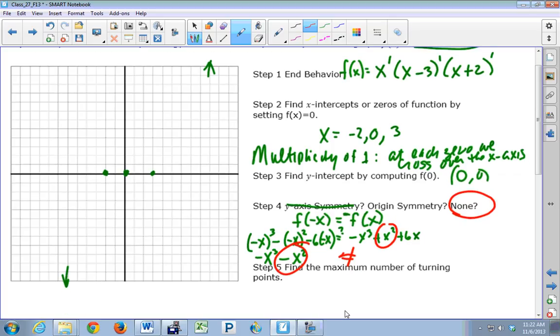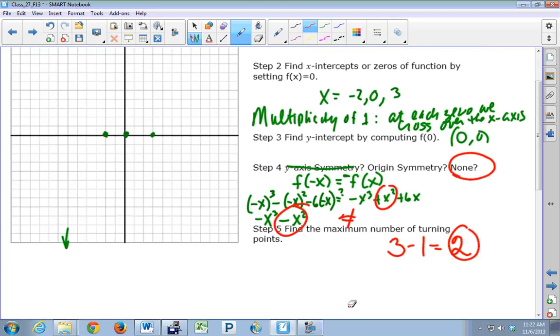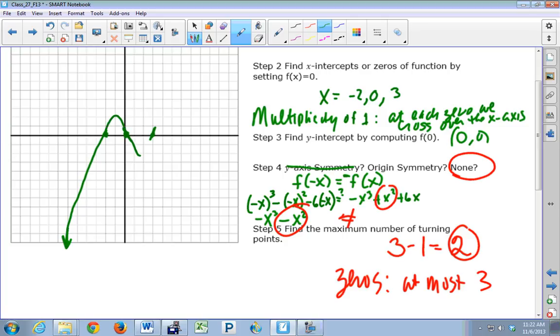All right. So now it says, what's the maximum number of turning points? I have degree 3, so my maximum number of turning points is 2, and the maximum number of zeros I can have is at most 3. And you can see I have 3 there. So I'm going to head from way down here toward that first 0. I've got to cross over. I know I'm going to cross back through here and cross back through there. So I go up and turn around, come back down, turn around again. I don't know how far up I go or how far down I come. That's not what's important right now. I'm just trying to get a quick sketch. So that would be a quick sketch of this particular polynomial.